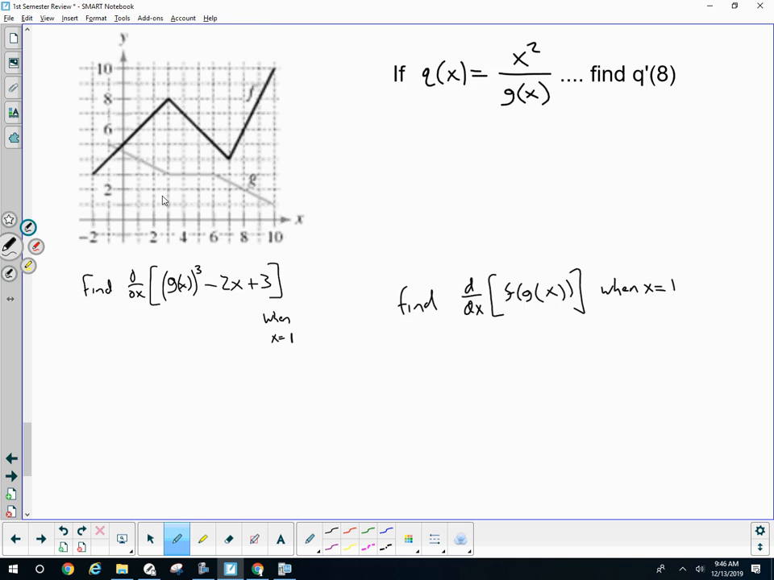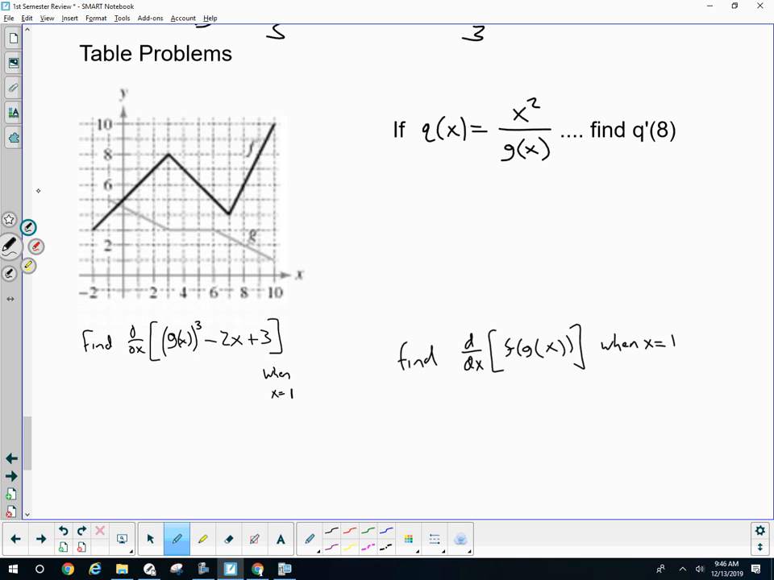Okay. Other problems with table problems are derivative rules problems, where we don't have just x's. I have x's in like g of x. Just don't forget that your rules still apply. If you see x squared over g of x, don't say the derivative is 2x over g prime. It's a quotient. Use the quotient rule. Derivative of the top times the bottom, minus the derivative of the bottom times the top, all over the bottom squared.